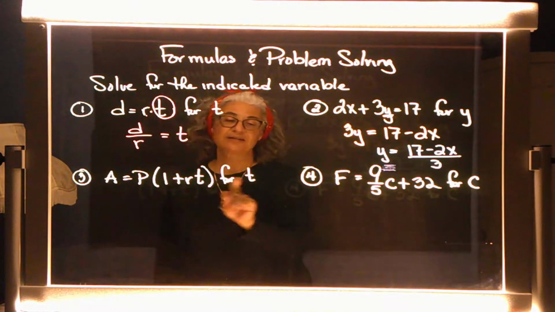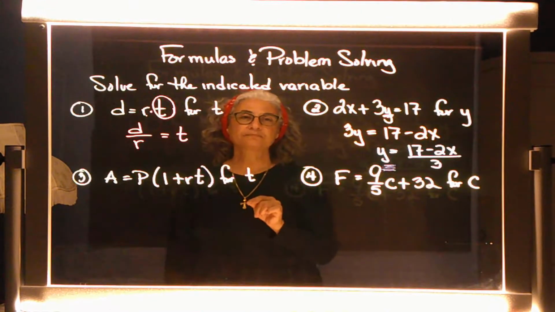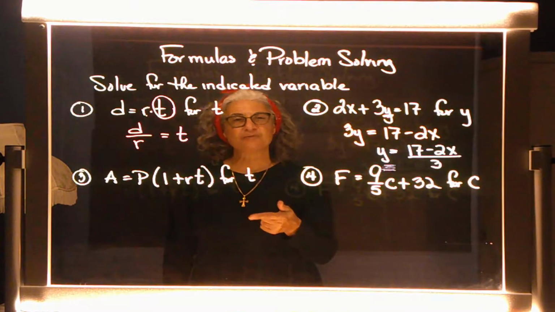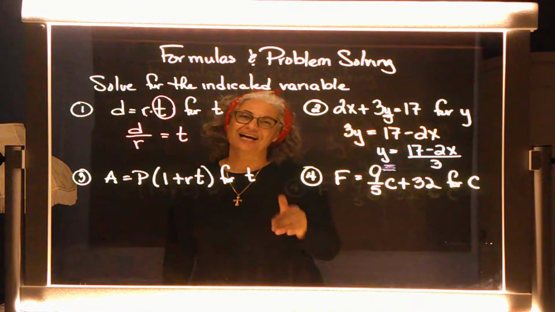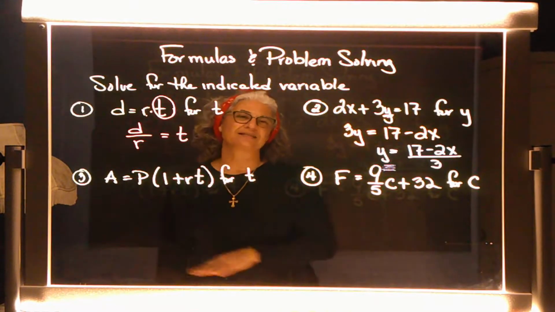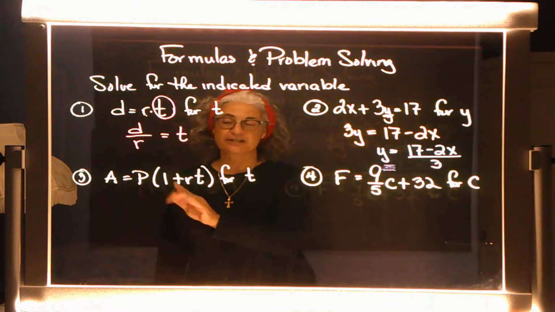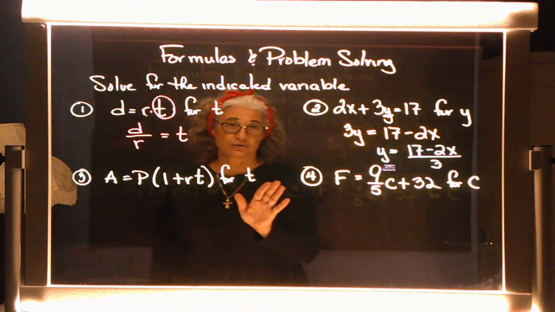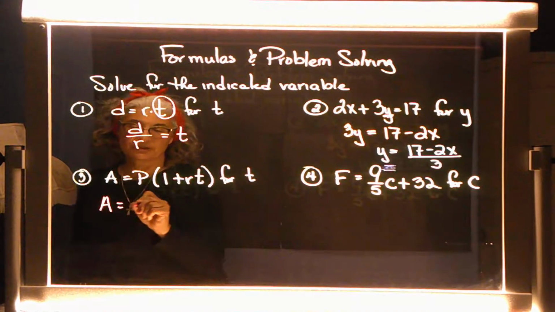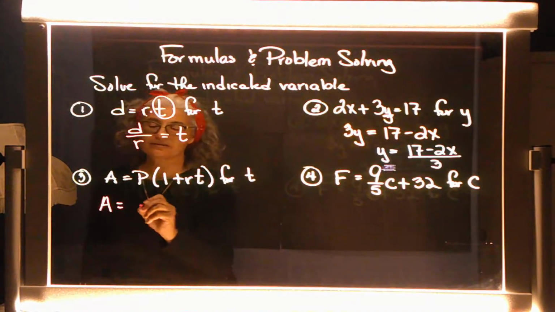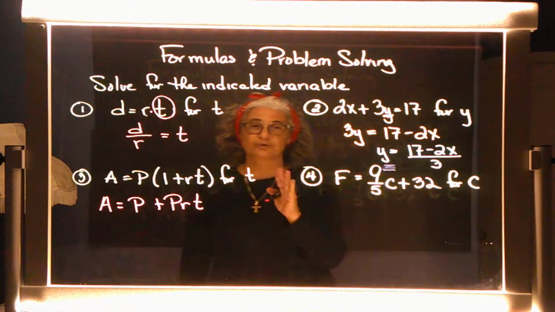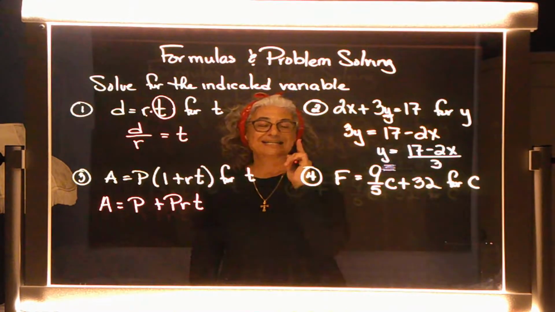Okay, look at number 3. Number 3 gives me this equation, and they say solve for t. Do you notice it has parentheses in it? So, do you remember what I've mentioned about parentheses? Yeah, they hide the real problem. So do I want to keep the parentheses or do I want to get rid of them? Excellent. Let's get rid of them. And I'm going to get rid of them by distributing that variable p. Agreed? Okay, so this is going to look like a equaling p times 1 is just p plus prt. Do you agree?